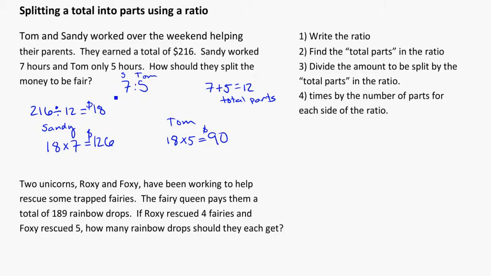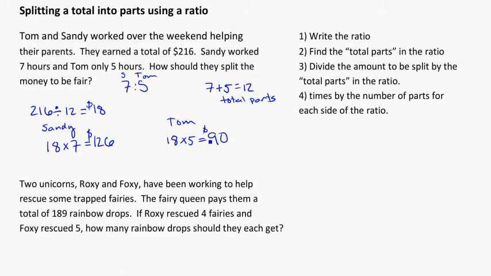So again, write out your ratio, careful about who goes to which part, so 7 to Sandy, 5 to Tom. Find your total number of parts, divide out the total amount that they got. We see that it's 18 per part. Sandy gets 7 of them, Tom gets 5 of them.